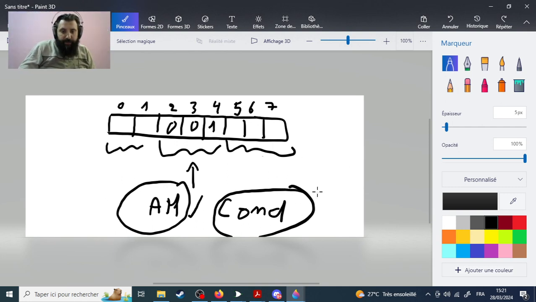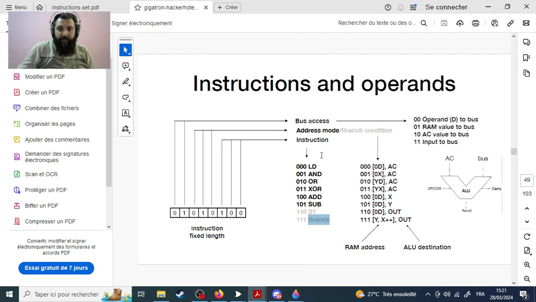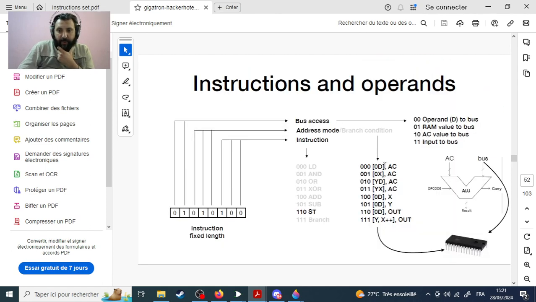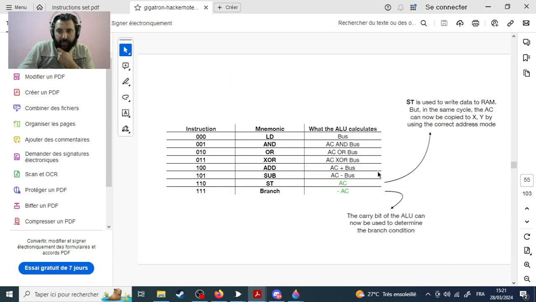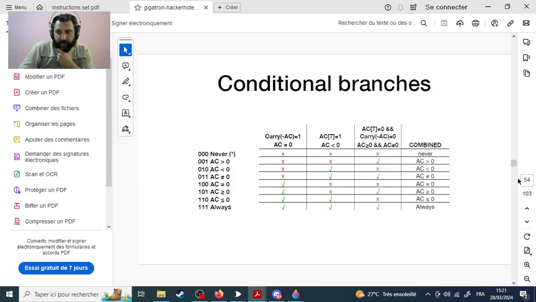For the condition mode, we will need to see the condition codes. I repeat, the condition mode is only used with the BCC instruction. And you can find the codes on page 54 of the PDF. On page 54, you will have 8 different conditions. Those conditions, I will give you a question.